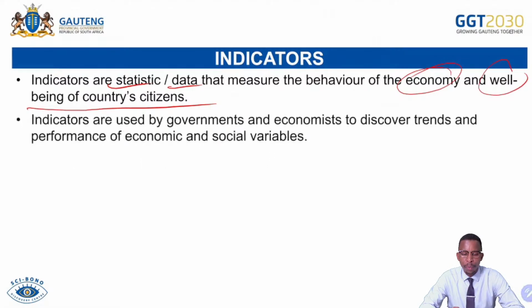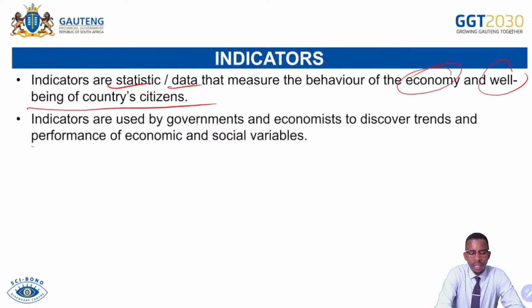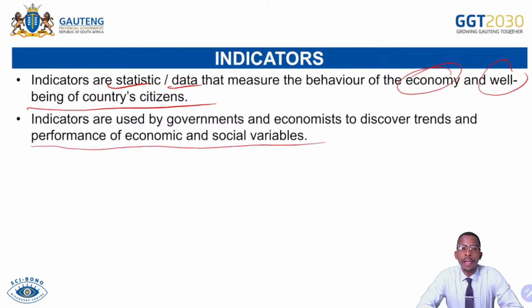So indicators are used by government and economists to discover trends and performance of economic and social variables. So indicators are very important in the economy or in the country because they give the government the layout of the performance of the economy and also the wellness of the society. If ever in the economy we come across a situation whereby there's a high level of inflation, high interest rate, at the same time we have an issue of high level of unemployment, an issue of less money supply, that tells the government that there must be a quick intervention, because without intervening, the economy will find itself being even more dire, also facing the issue of stagflation.